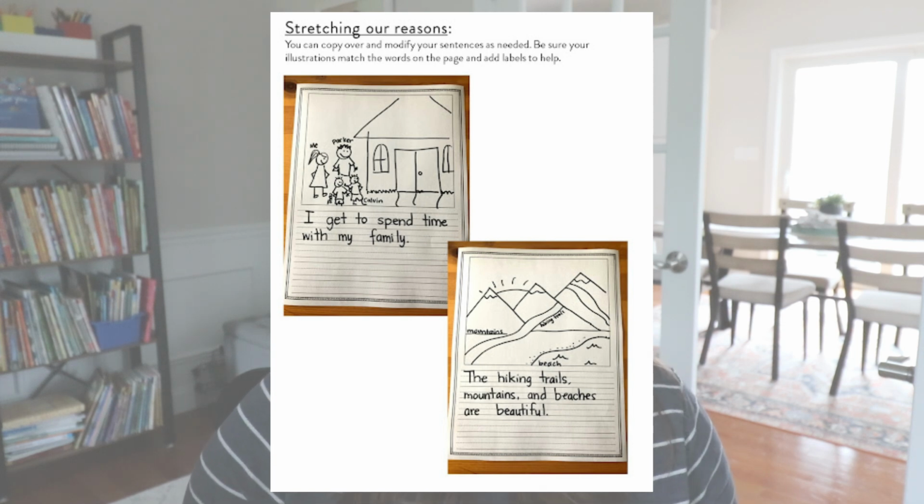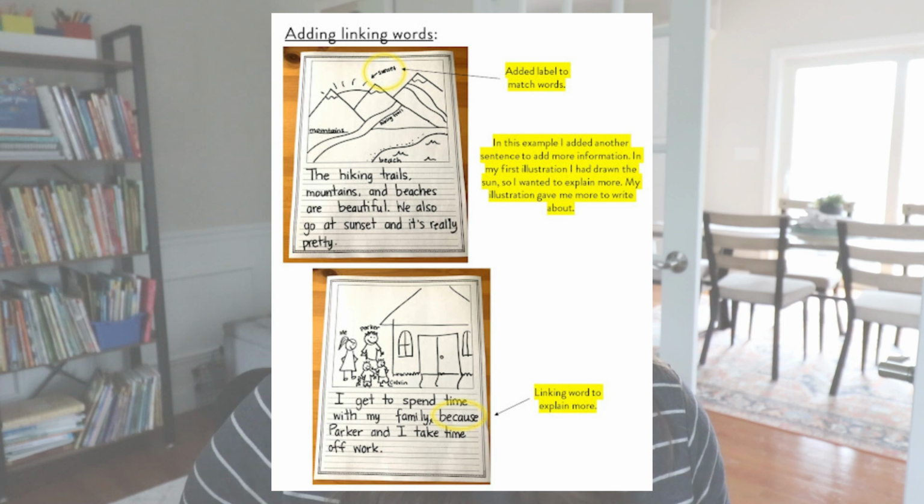And you can see I always put little notes here too, just to the teacher, saying be sure your illustrations match the words, add some labels. This way students can see exactly what you want them to do. Then we go on to adding linking words. And again, here I have teacher notes and I give you exact examples of what I would add.